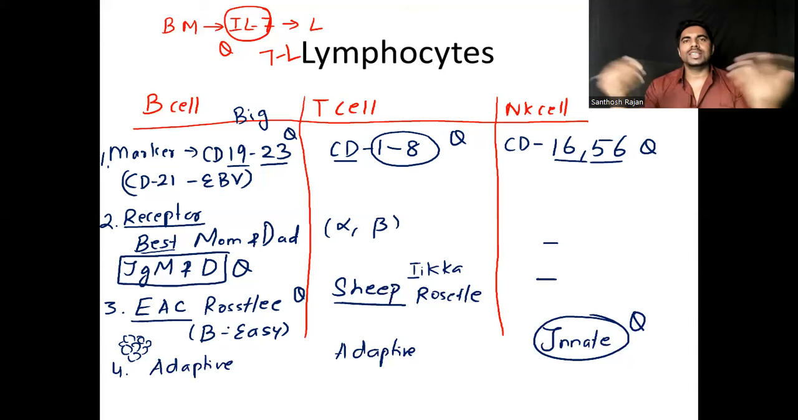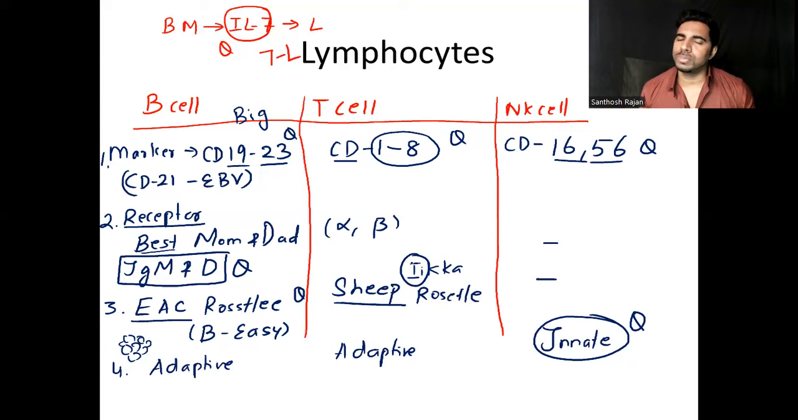E is the easy, B easy. Life is B easy, B cool, B easy. So EAC rosette. Sheep rosette, sheep tikka. T for T cell, T for sheep rosette. That's it. Very, very simple. These are the points which are very, very important. They ask. Okay, don't forget.